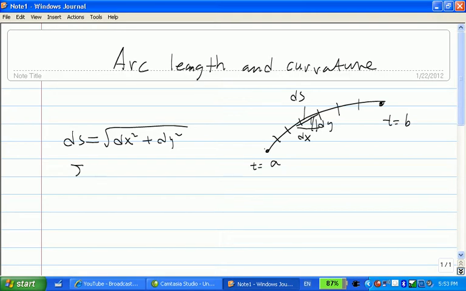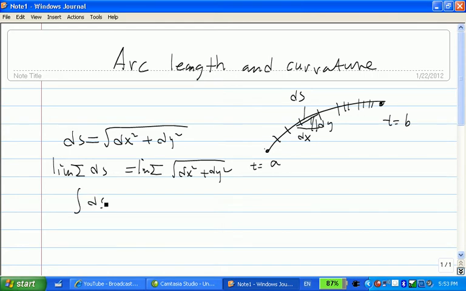Then add them together for all these segments. This gives you an approximation to this curve, and this approximation is going to get better and better if you make this finer and finer. So you take a limit. So that's exactly the definition of the integral.